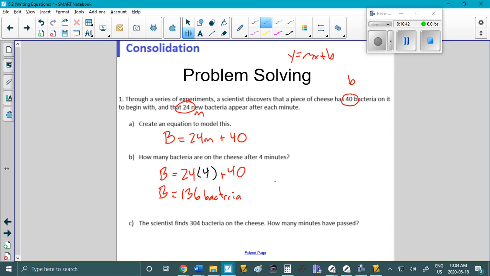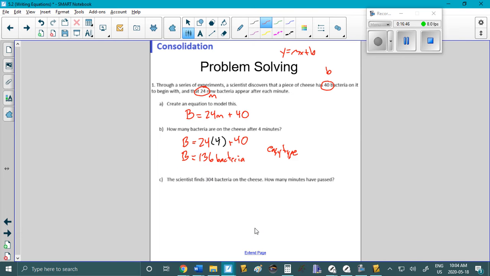Okay, so this is the easy type, and down here is the hard type. So they have 304 bacteria, so let's start with the equation. How many minutes have passed? So in this case, we're solving for m, which means we have to sub in for b. So b is 304 equals 24m plus 40. And just like before, it's always the same, right?